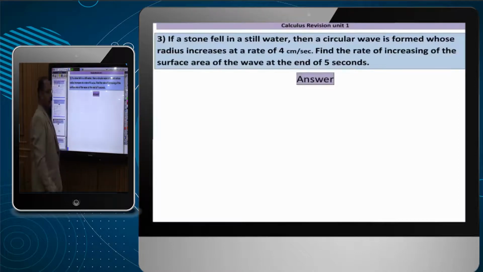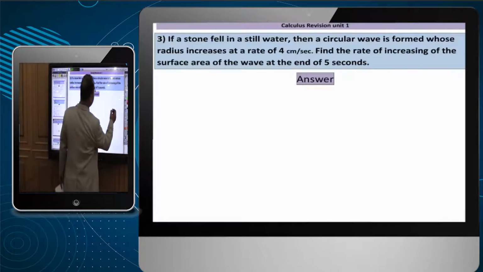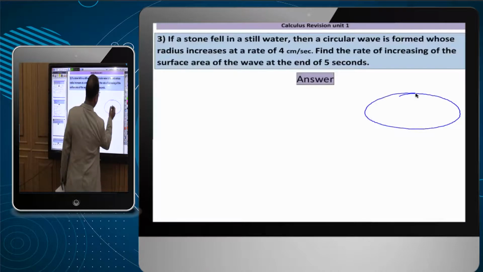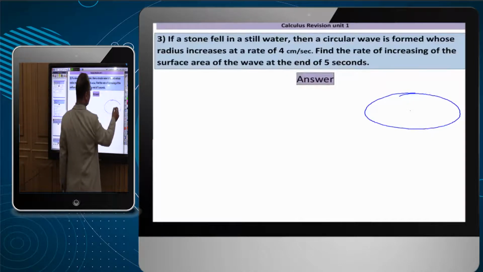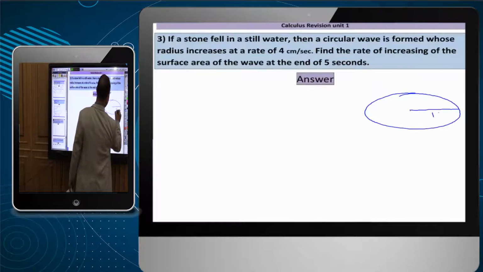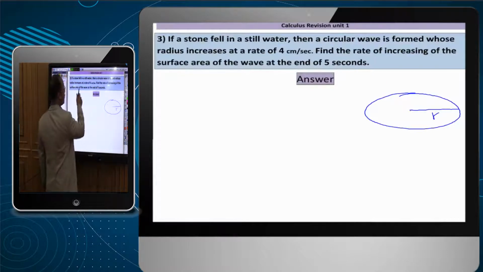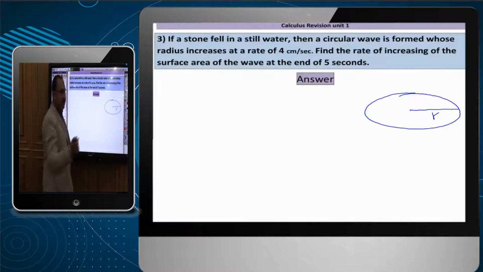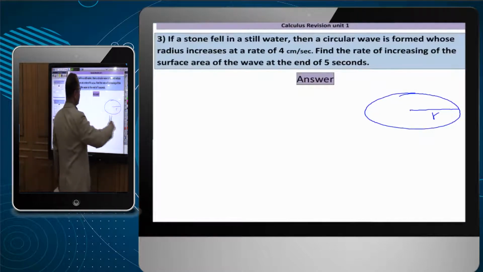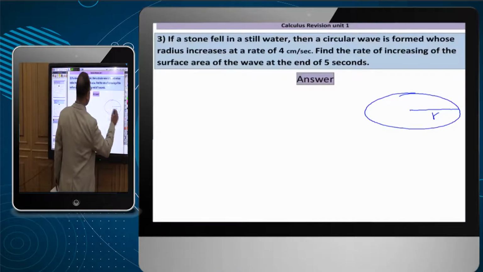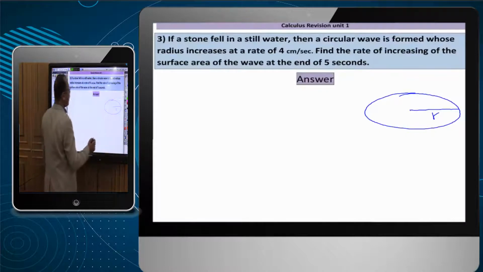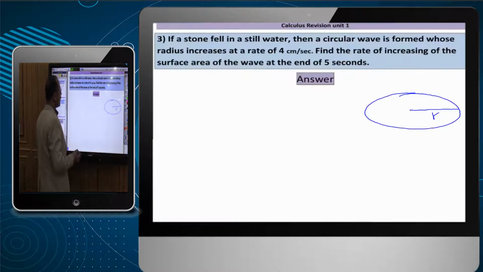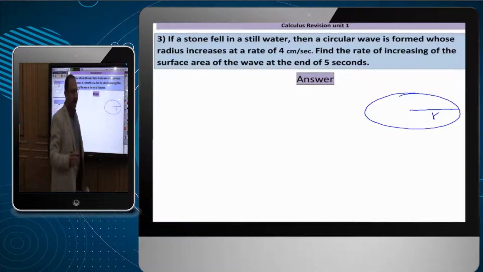The question number 3. If a stone fell in a still water, then a circular wave is formed. We have a stone dropped here. There is a wave, circular wave, will be formed with radius r. This radius increases at a rate of 4 centimeters per second. Means each second its radius increases or widens 4 centimeters more. Find the rate of increasing of the surface area of the wave at the end of 5 seconds.